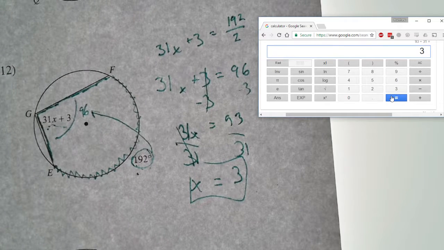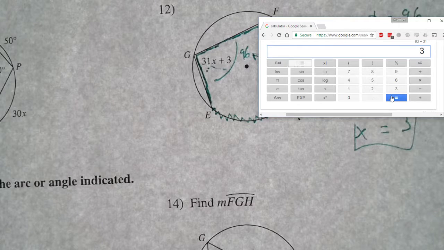So I hope that helped with some basics on inscribed angles and how to do some algebra with them that you might end up seeing on the Regents exam.